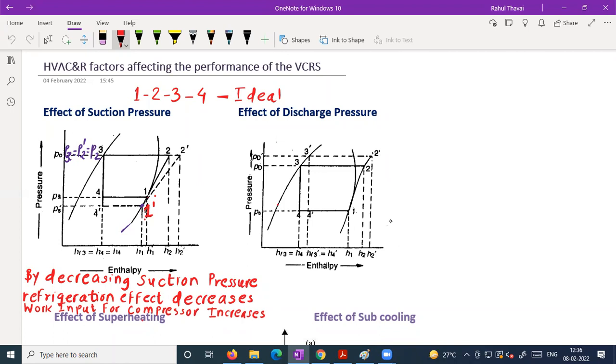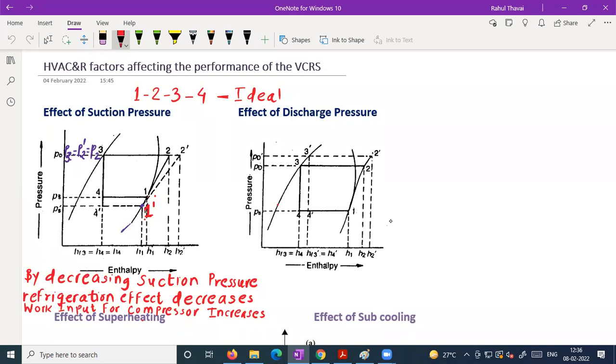Initially we used to compress from 1 to 2, but actually we are compressing from 1 to 2 dash. So 1 to 2 is ideal, 1 to 2 dash is actual. Because of the resistance offered by the flow of the refrigerant, discharge pressure also increases, from 2 to 2 dash.